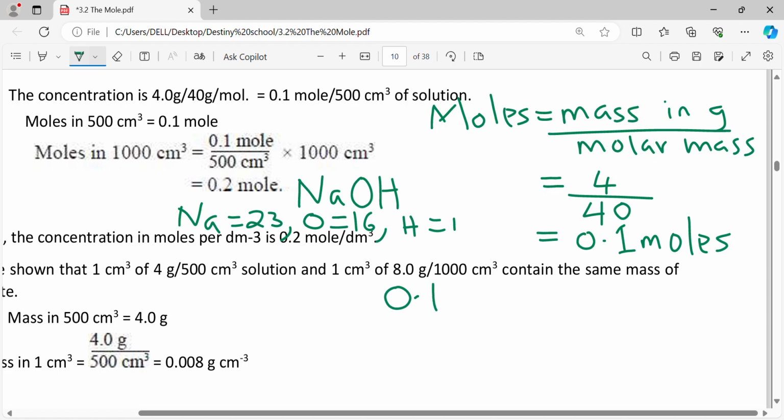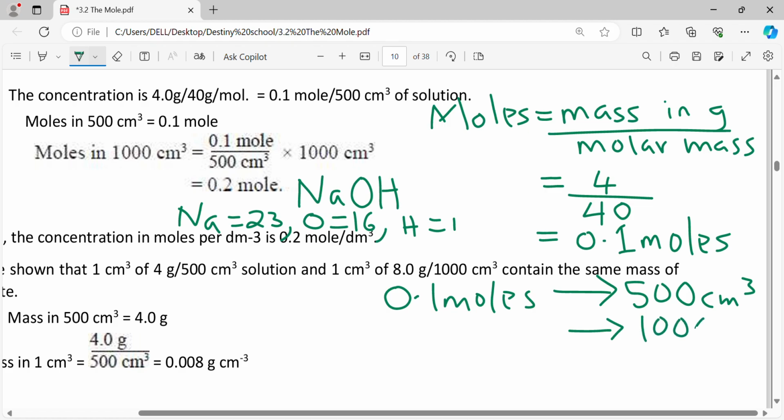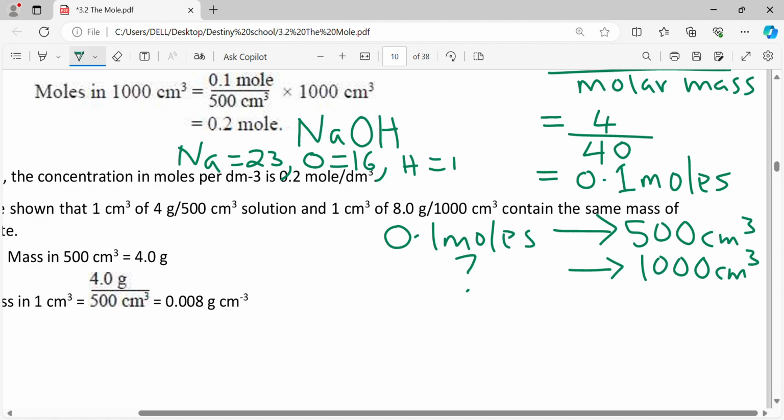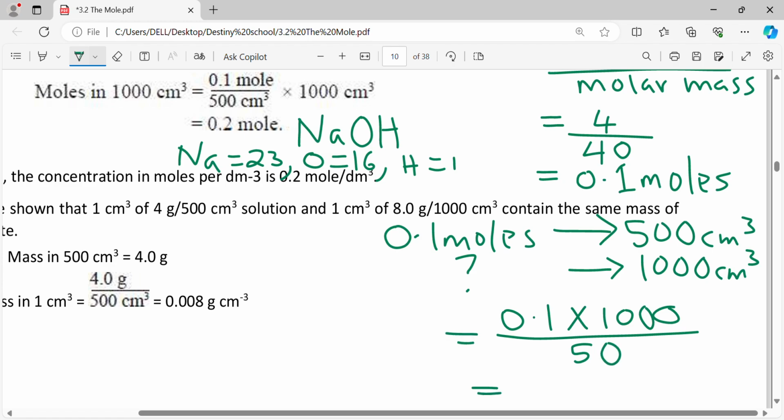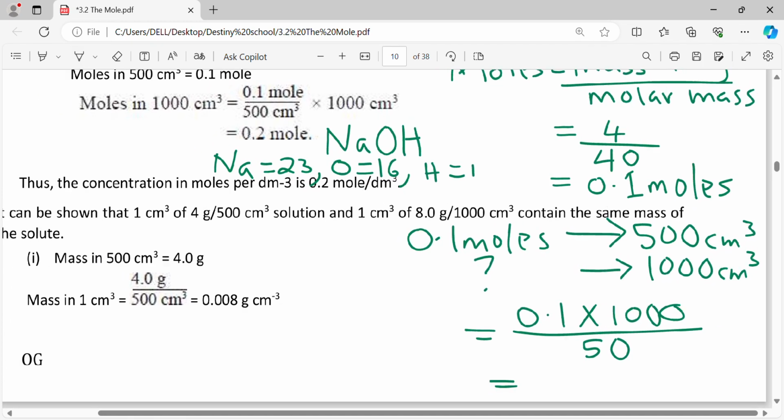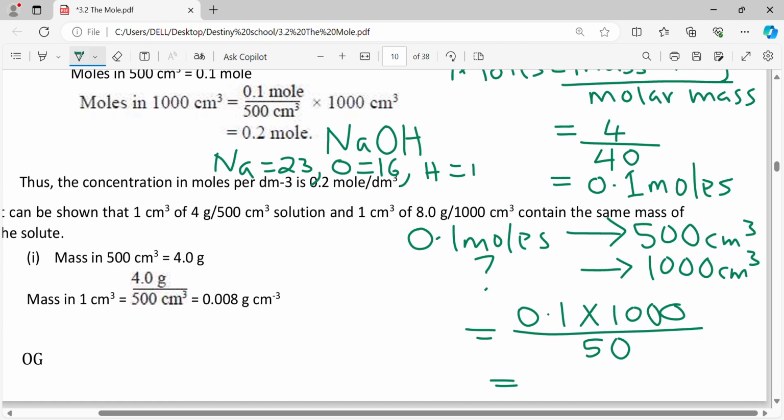Then remember, for concentration, you must equate the moles to 1 liter. So this number of moles, 0.1 moles, was in 500 cubic centimeters. What if we equate it to 1 liter, which is 1000 cubic centimeters? Again, you just cross multiply. That will be 0.1 multiplied by 1000, and the answer that you get, you divide by 500.